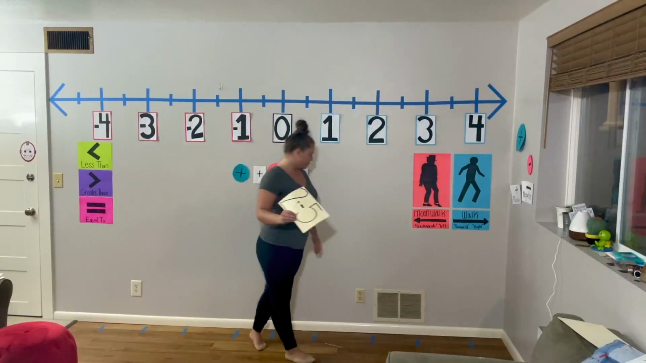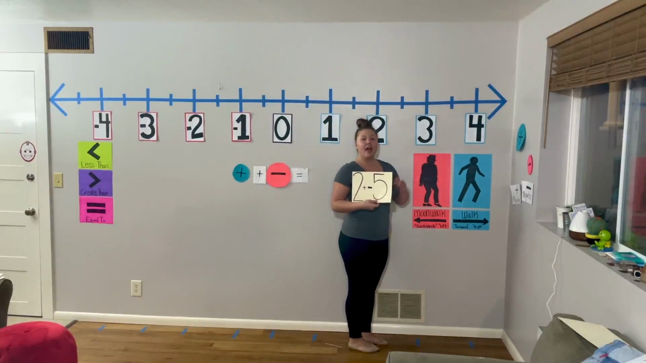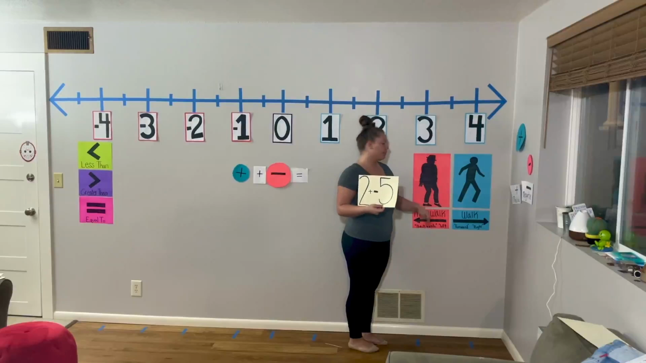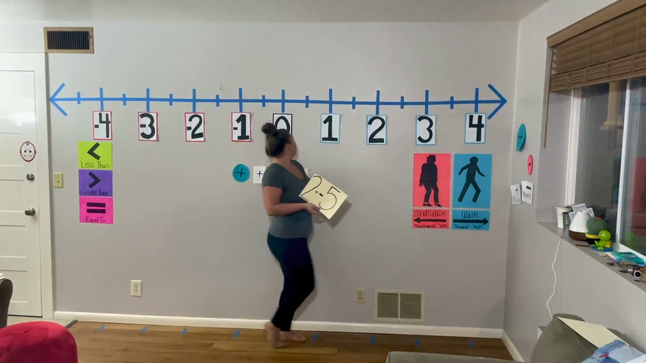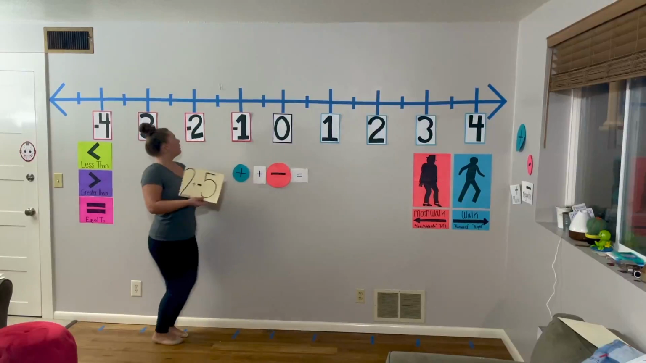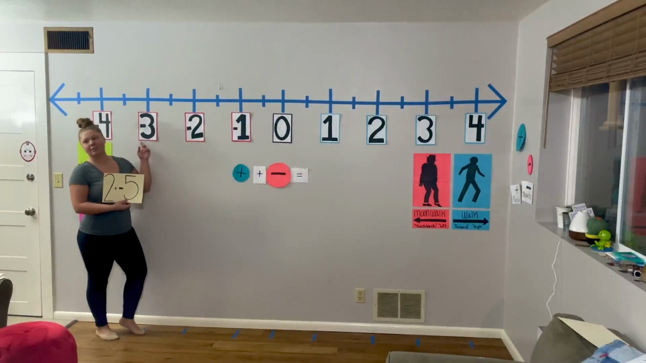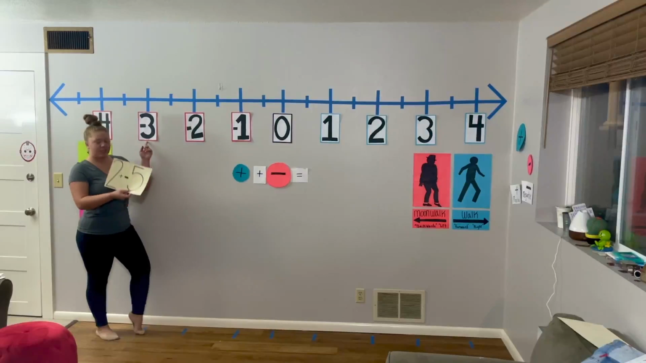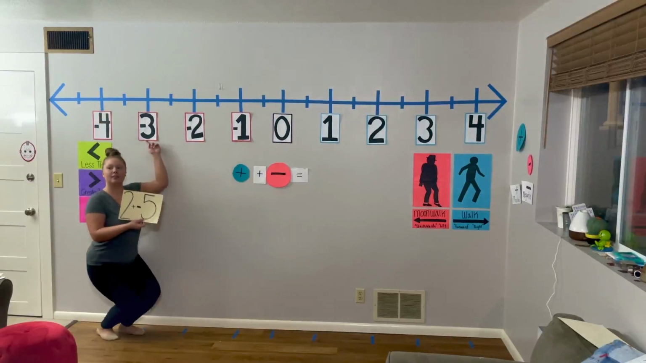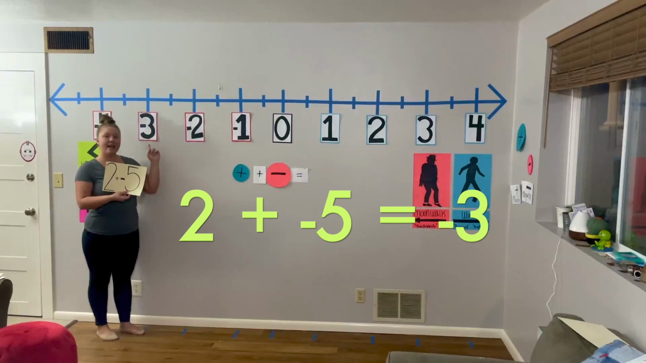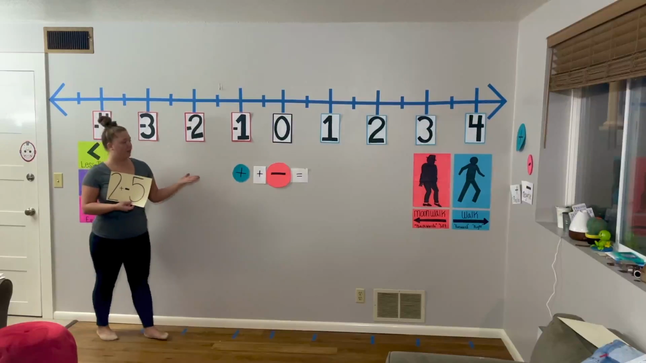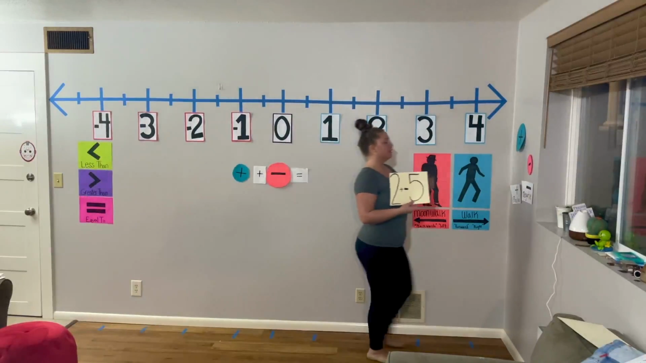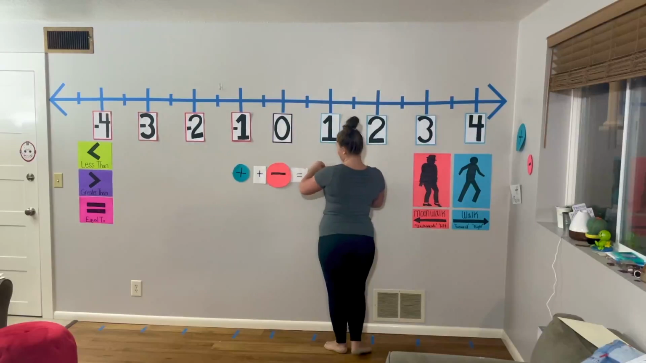Let's try it out. So we're going to be starting at 2 again. Adding negative 5. So we're going to moonwalk 5 spaces, which is a lot of spaces to keep track of. So I'm going to try my best here. 1, 2, 3, 4, 5. That was a really bad moonwalk, by the way. So 2 plus negative 5 makes negative 3. Negative 3. All right. So a small positive plus a big negative is going to give me a negative answer.